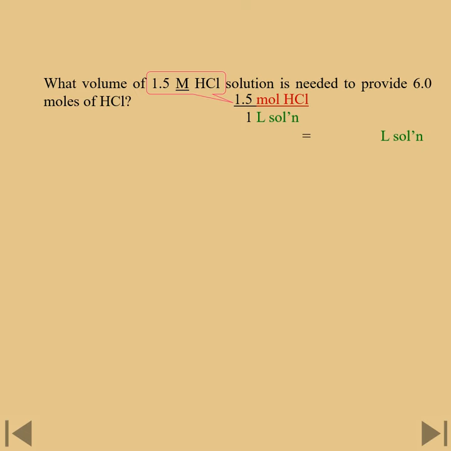In step 2, we know we're not starting with that 1.5 big M bar because it's not a single unit. Only the 6 moles of HCl is a single unit. So remember, that's why we do step 1 first. If we know we're after a number with a single unit, then we're going to start with a number with a single unit. If we're after a number with 2 units, then we would start with 2 units.